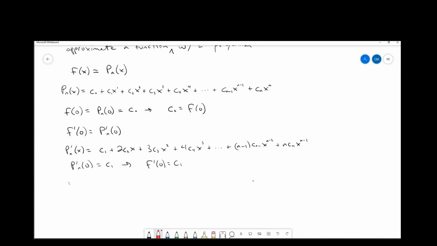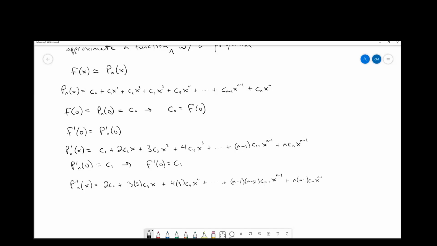So now you probably are getting the sense that we're also going to need higher derivatives as well. We're going to also need the second derivatives to be equal. So let's find the second derivative of this polynomial. The second derivative is going to be 2c2 plus 3 times 2 c3, I'm not going to multiply it out, and we'll maybe see why in just a second, plus 4 times 3 c4 x squared, and all this is just going to keep going, until n minus 1, n minus 2, c sub n minus 1, x to the power of n minus 3, and so on and so on. So n times n minus 1, c sub n, x to the n minus 2.